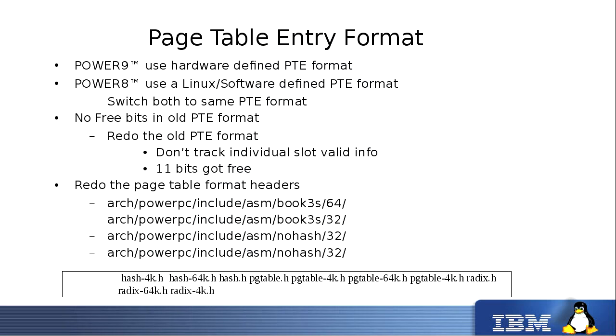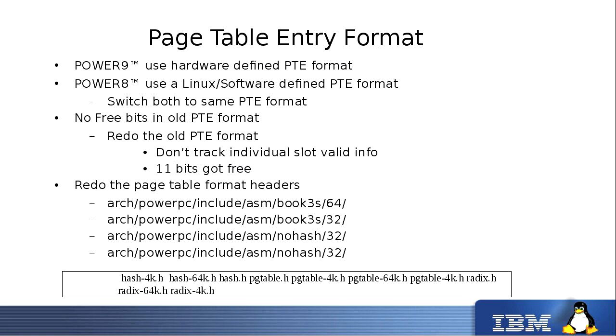The first thing we had to do was to bring the Linux page table structure in line with what is expected on Power 9. This involved quite a lot of reworking of the code. We cleaned up the entire code. As we can see, this is what we end up with now.